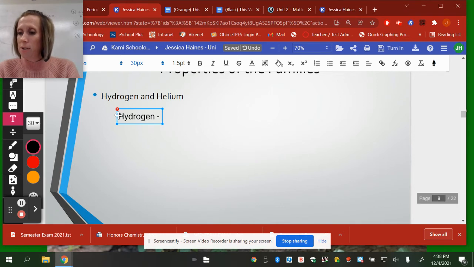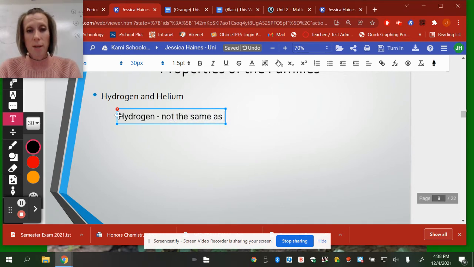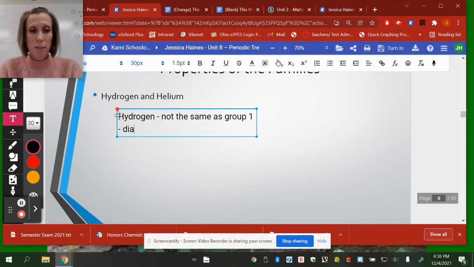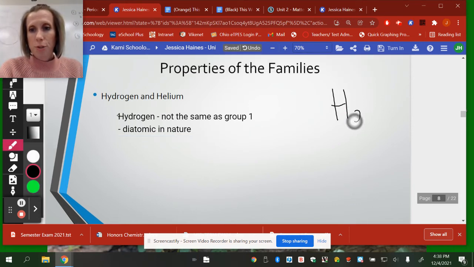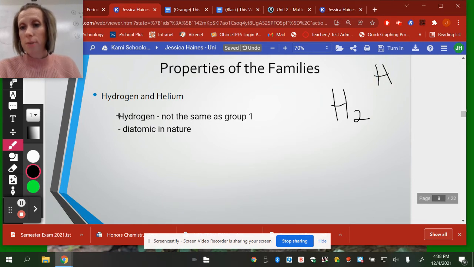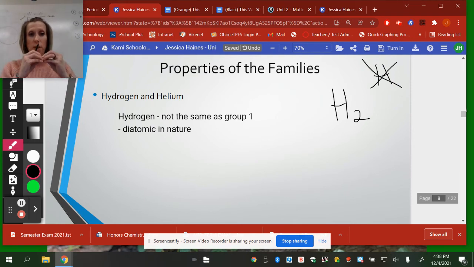Okay. Hydrogen is not the same as group 1. So that's what we just said. It's not like the rest of the alkali metals. Hydrogen is unique because it is what we call diatomic when it occurs in nature, meaning it is written like this: H2. We don't just see an H floating around. There are no H's just floating around in the air by themselves. They like to pair up with another one of themselves, mainly because they only have one electron. But another hydrogen only has one electron too, and if they combine together, they have a full s orbital because each one of them contributes to fill that.